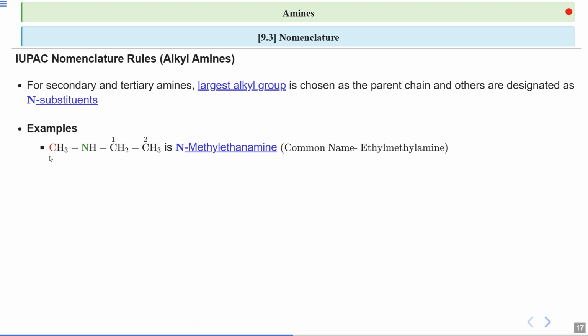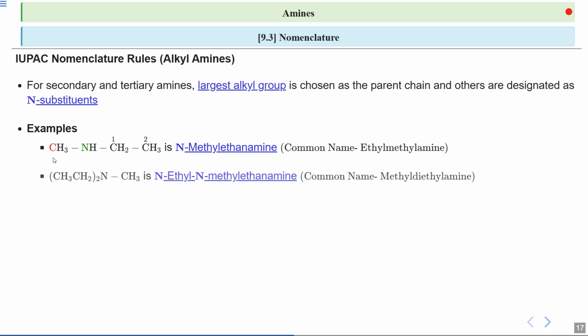If you see, this methyl group is directly attached to this nitrogen. So the name will be N-methyl ethane amine, that is, the E of ethane is replaced by the word amine. The common name is ethyl methyl amine, because there is one ethyl group and one methyl group. So the common name is ethyl methyl amine and the IUPAC name is N-methyl ethane amine. The N over here shows that this methyl group is directly attached to the nitrogen atom.